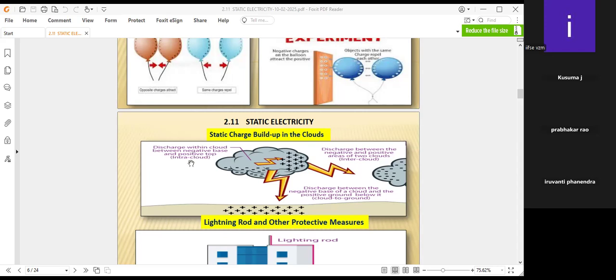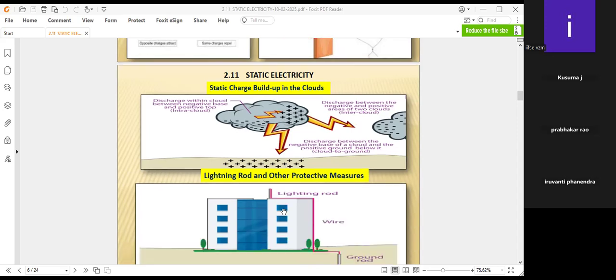These three are very important areas to demonstrate static electricity. One is intra, another is inter, another is cloud to ground. Intra means within the cloud. Inter means cloud to cloud. And cloud to ground means cloud and the ground. So depending upon the earthing or bonding of your earth, definitely the object or equipment will be saved if the earthing is proper.